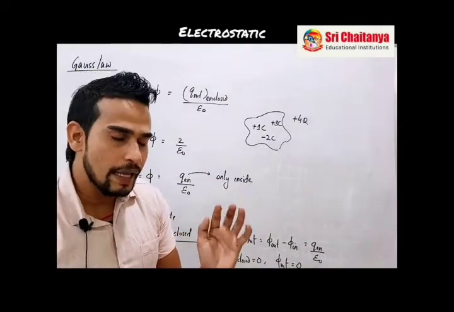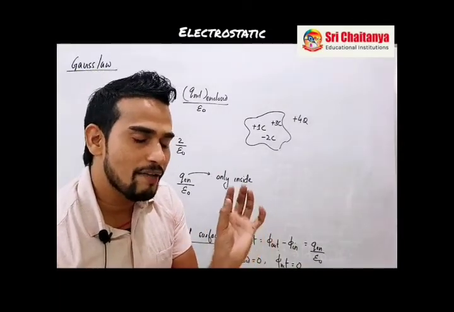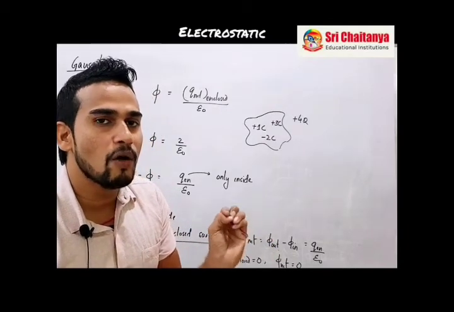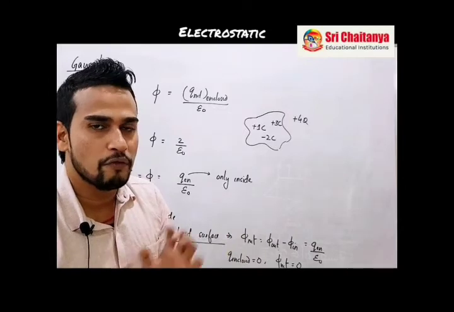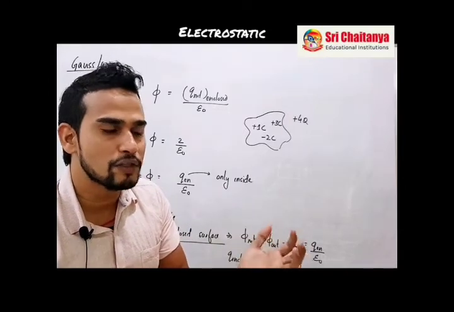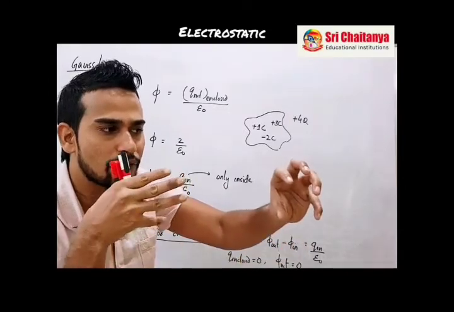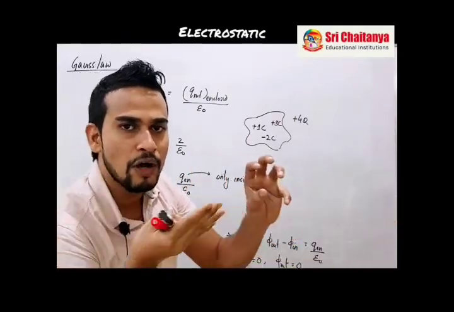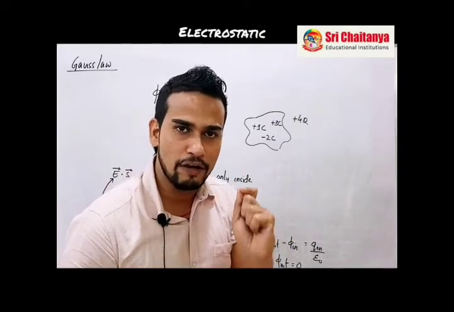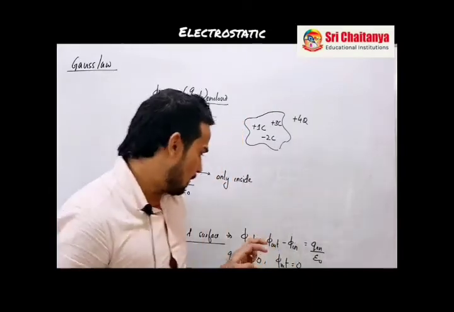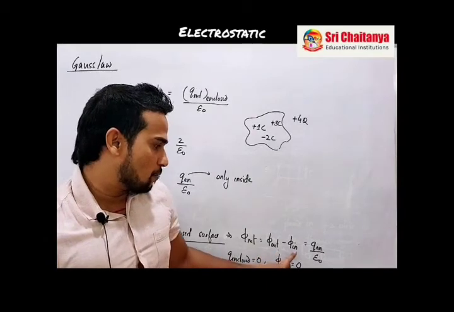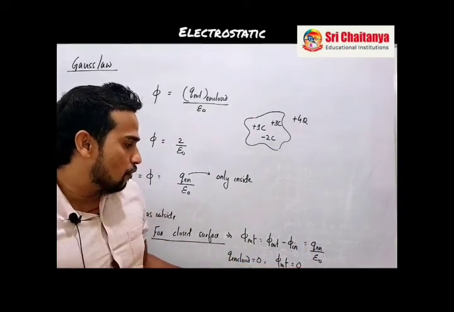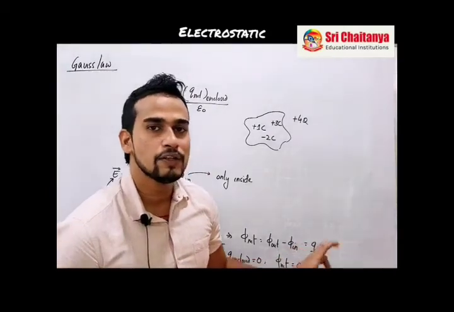So that's why we say if a closed surface does not have any charge present inside it, then the net flux associated through it will always be 0. If you place it in an external field, net flux will always be 0, because whatever electric field lines enter, the same will go out. Incoming flux will be equal to outgoing flux. So that's why net flux will always be 0. Net flux is phi out minus phi in, which is equal to Q enclosed by epsilon naught. If Q enclosed is 0, net flux will be 0.